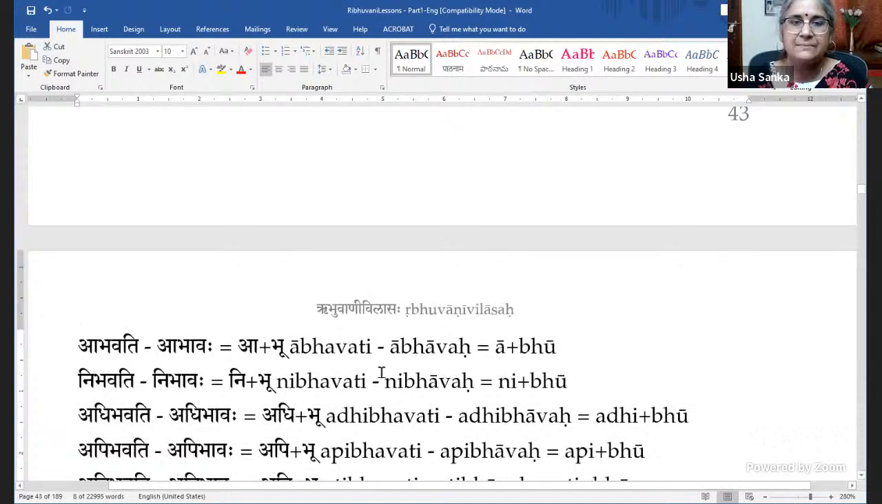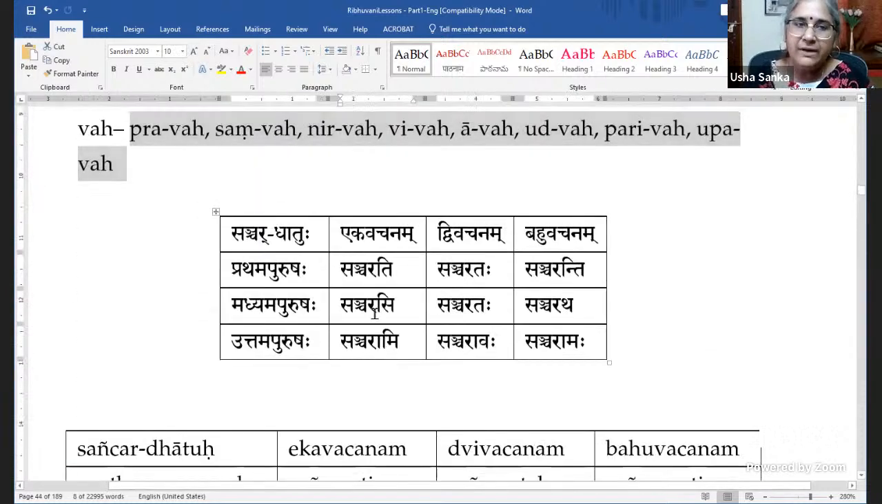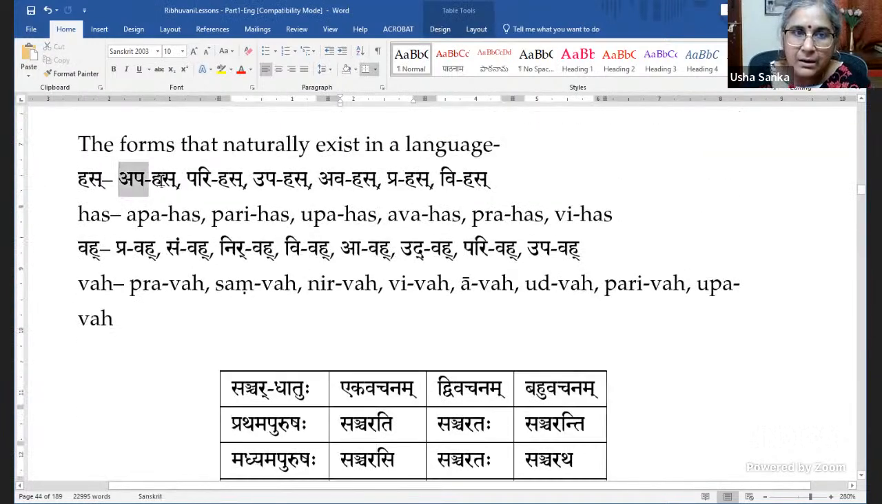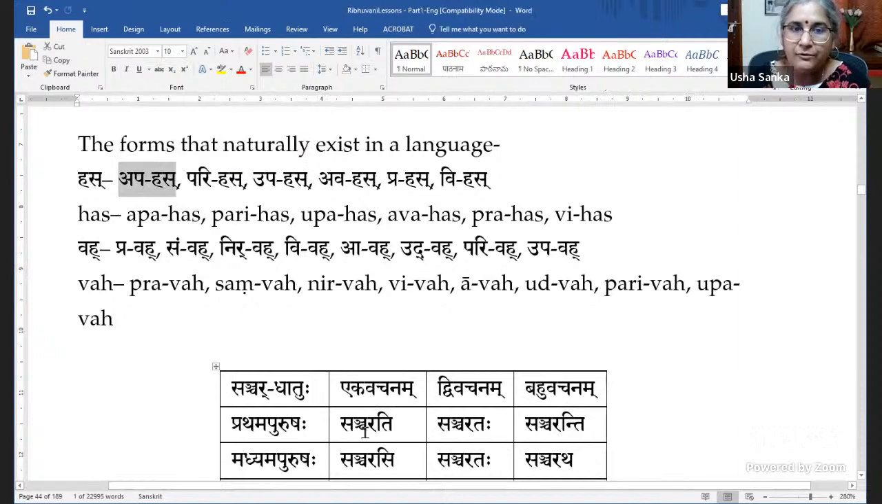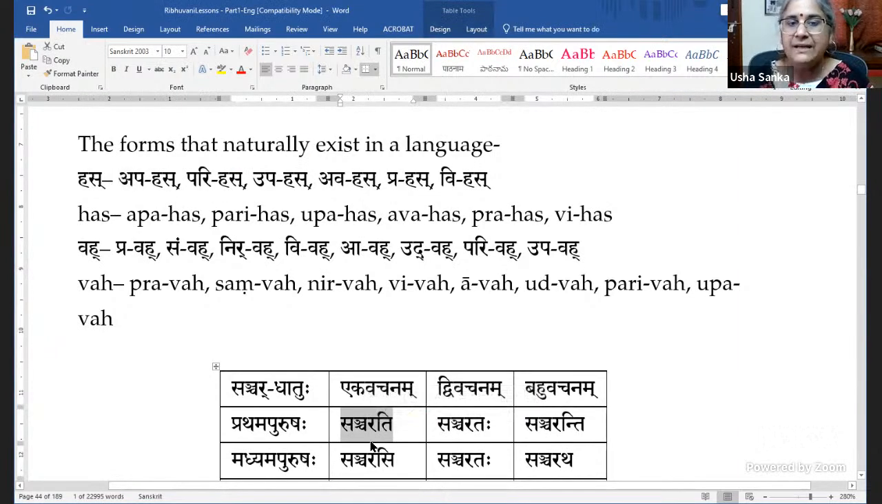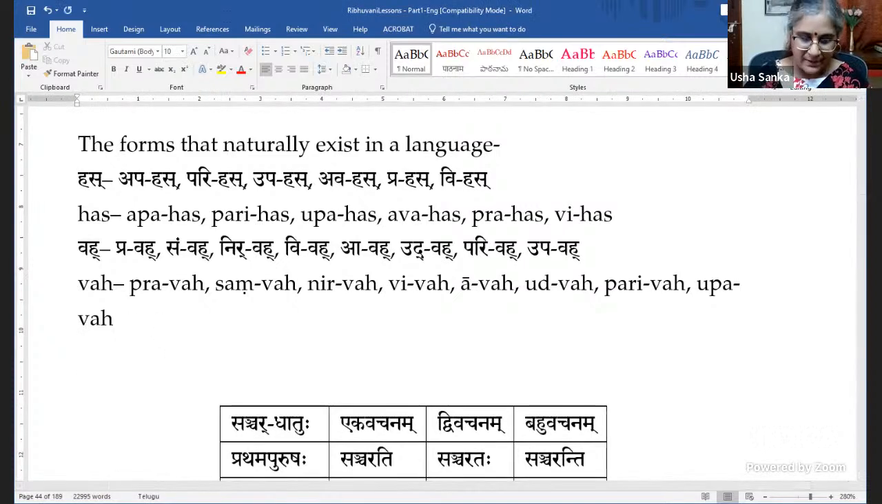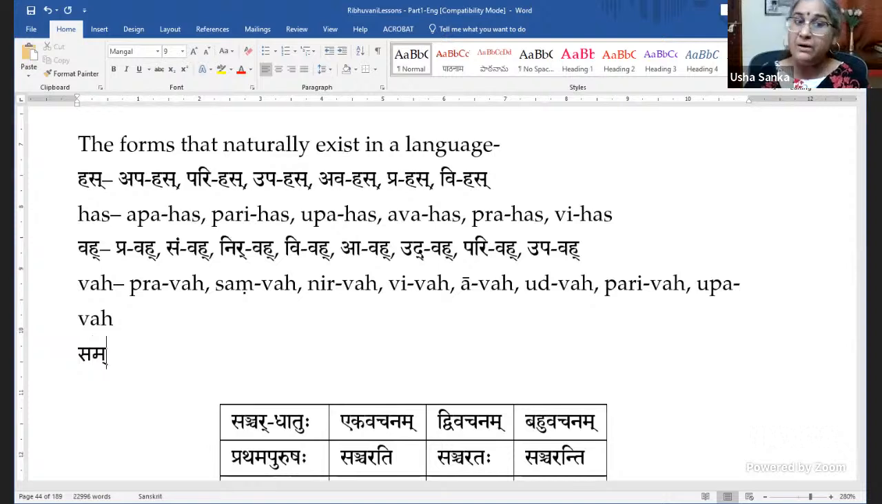Like this. For example, we take sanchar. So the sanchar dhatu, that means a dhatu with an upasarga. The element behind it is sam plus char, because of the cha it becomes san char, and this becomes sanchar.